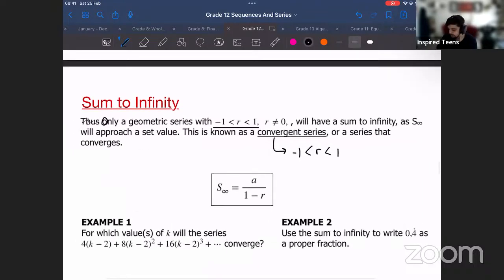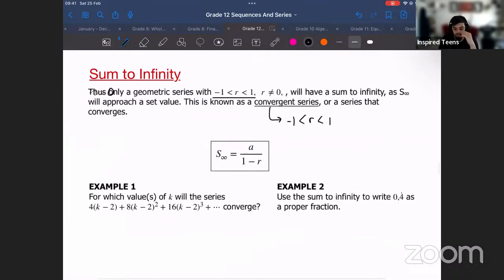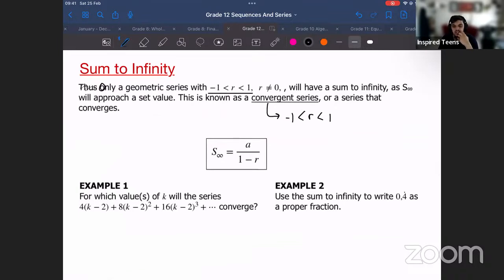Or we describe it as a series that converges. What is a series that converges? A series that converges is a series where r is between -1 and 1. We have a sum to infinity. A sum to infinity is a formula that calculates what we get when we add this series forever and ever and ever, we utilize this formula.